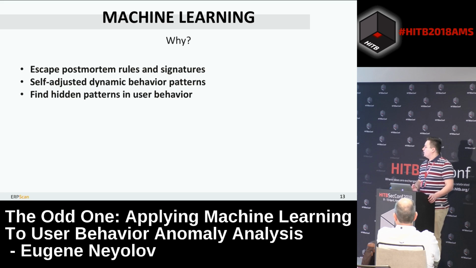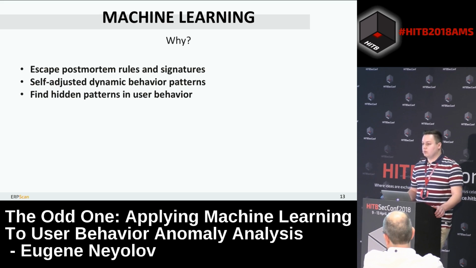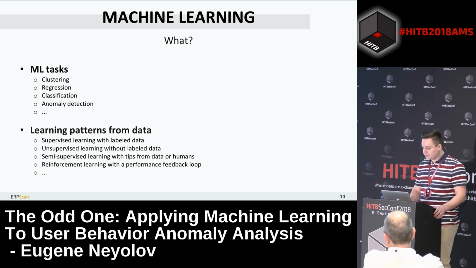So we still need a lot of human expertise in these machine learning driven solutions, and I will show a lot of examples about this later on. But anyway, it's obvious that machine learning can help us build self-adjusted dynamic behavior patterns. So we can get behavior profiles of networks, servers, devices, and so on. And one of the greatest things about machine learning is that it can help us extract some knowledge from the data which is not visible to those people who create signatures and rules.